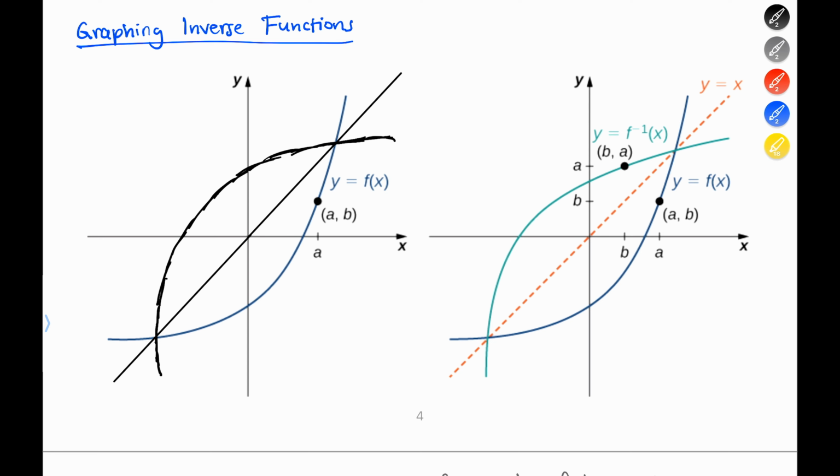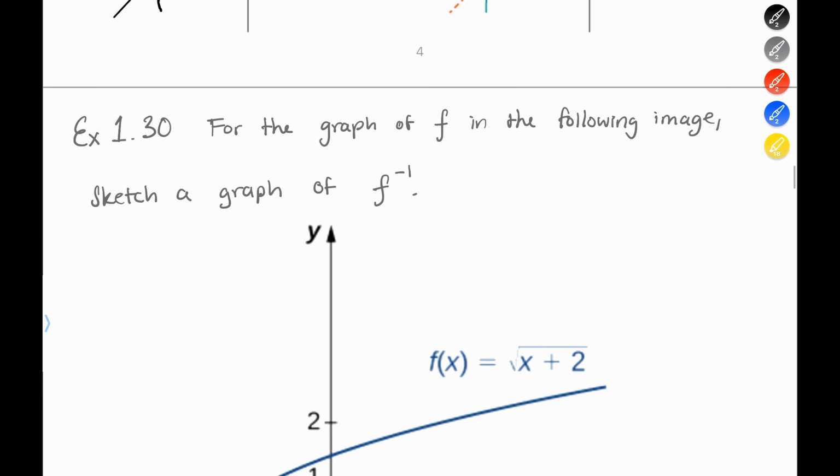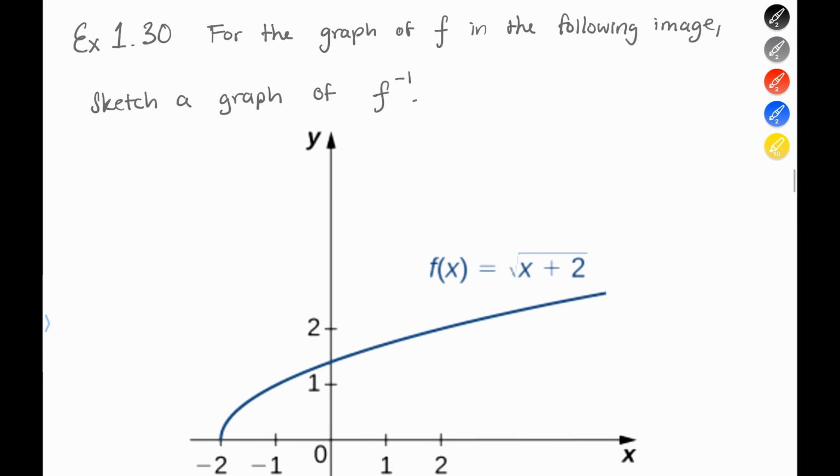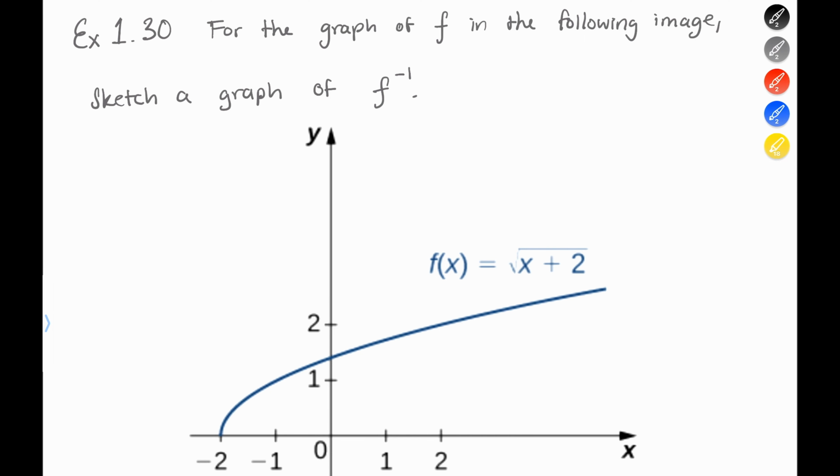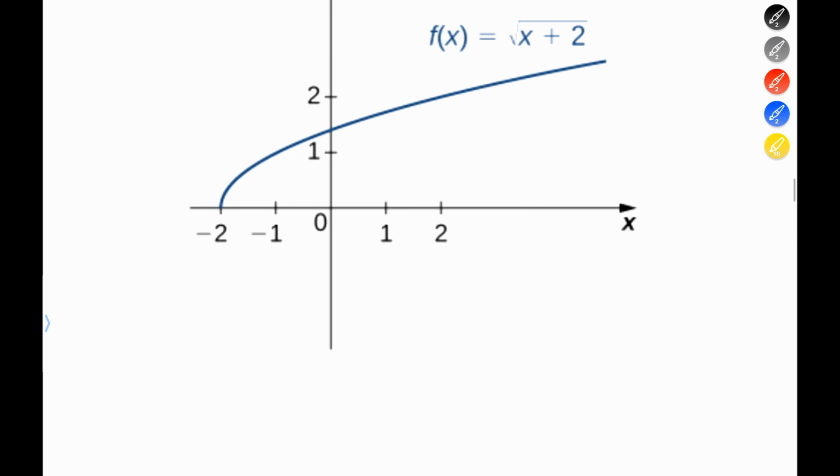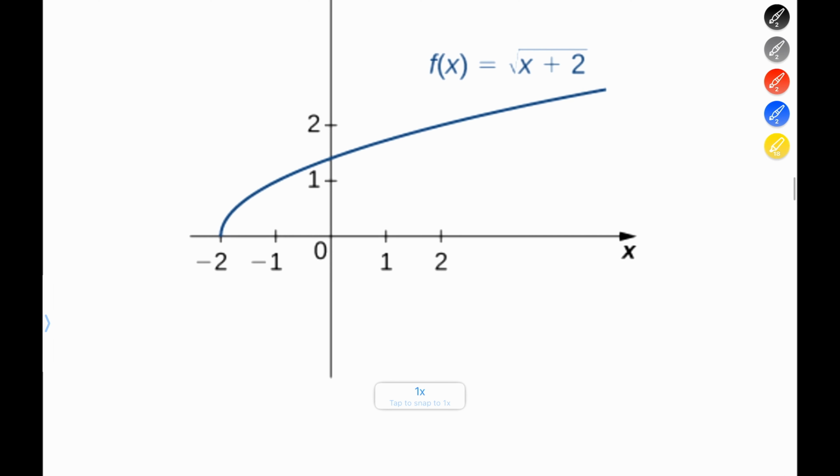So now let's take a look at example 1.30, and it says, for the graph of f in the following image, sketch a graph of f inverse. So it's always good to start with this y is equal to x line. So it should look something like this.